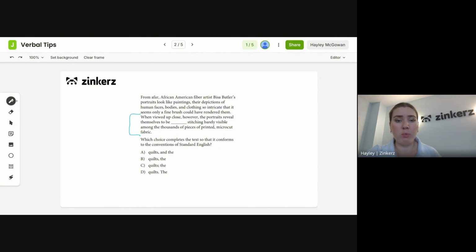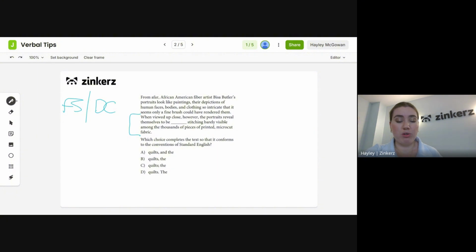So we have, "When viewed up close, however, the portraits reveal themselves to be quilts." All right, so that is going to be a full sentence on the left side there. Then looking to the right of the blank, we have the word "the," no matter what. So, "the stitching barely visible among the thousands of pieces of printed microcut fabric." So that is going to be an incomplete sentence or dependent clause, however you prefer to think of it. So in that case, we have a full sentence to the left and a dependent clause to the right.